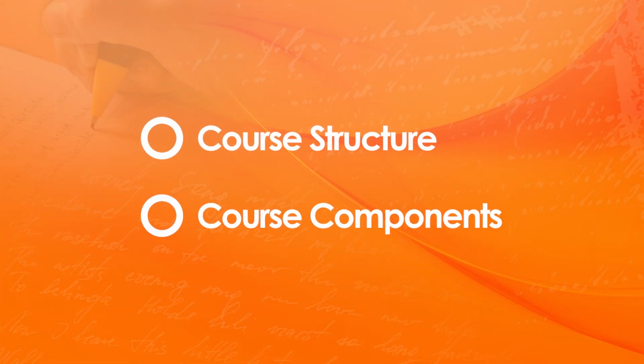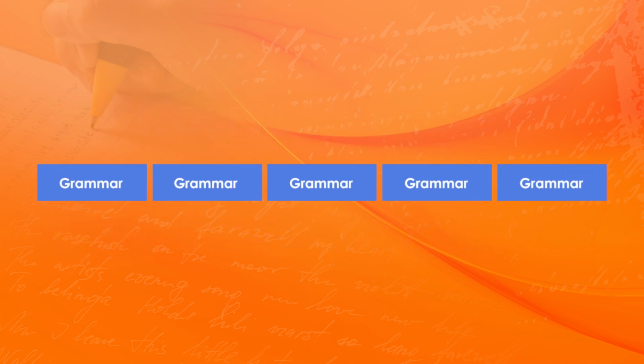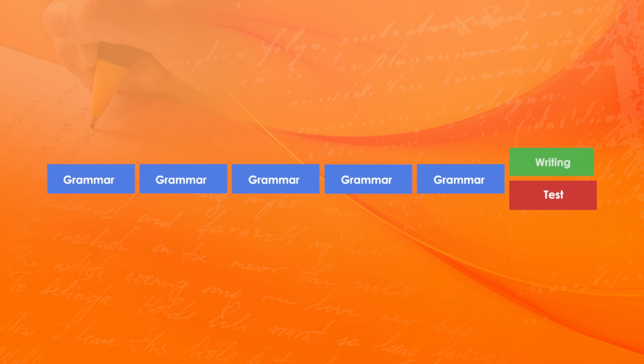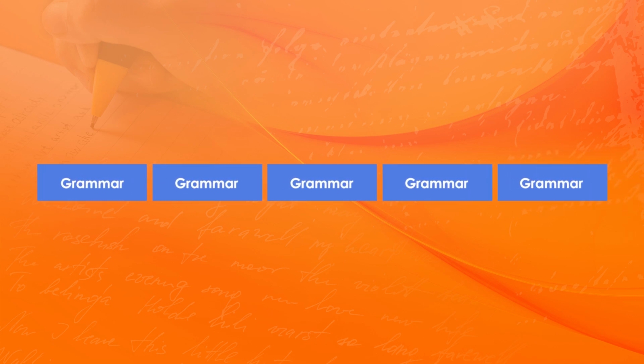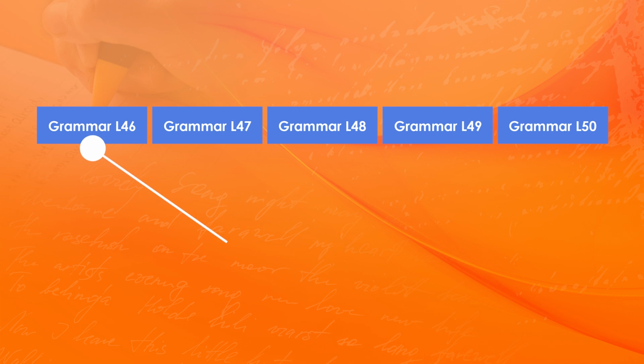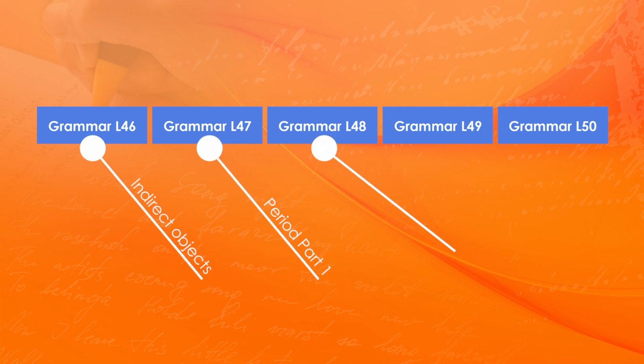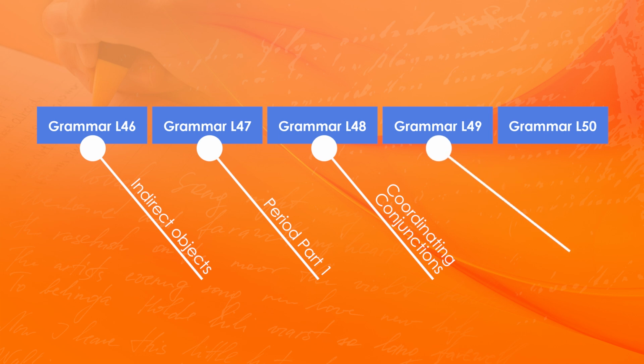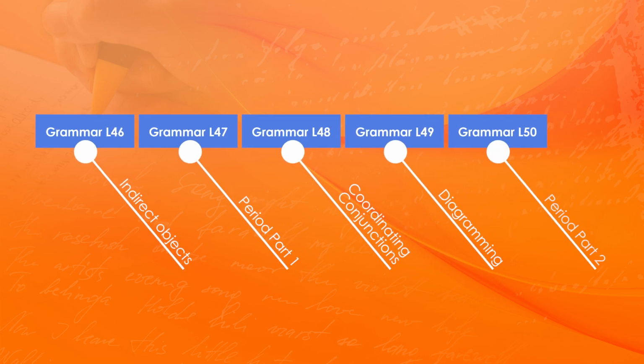Now that we've talked about the structure and each component, let's look at what 5 consecutive grammar lessons followed by a test and writing lesson might look like. We will look at grade 4, but each grade level will be organized in the same manner. In grammar lessons 46 through 50, students learn about indirect objects, the period, part 1, coordinating conjunctions, diagramming compound subjects and predicates, and the period, part 2.